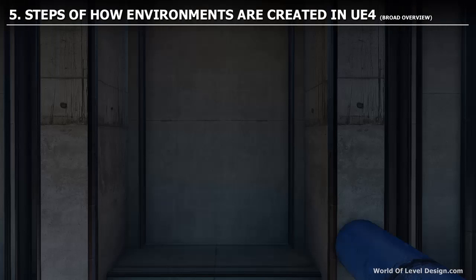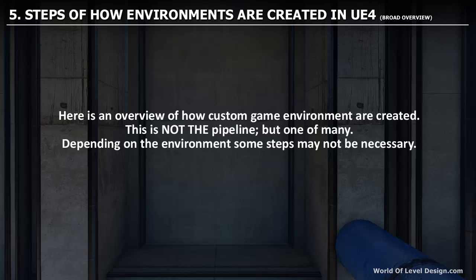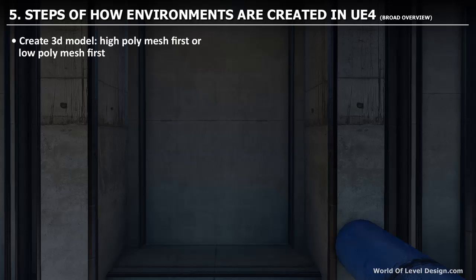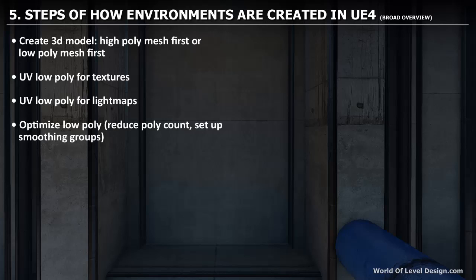If you are creating a custom game environment for Unreal Engine, here are basic overview steps that you would go through. Again, I want to mention that this is a broad overview and not the pipeline, but one of many. So first, you would create a 3D model. You would either start with a high poly mesh or a low poly mesh first. You would then UV low poly for textures, UV low poly for light maps if it's a static mesh and not dynamic. You would then optimize low poly, bake high poly to low poly, and bake any other textures if needed.